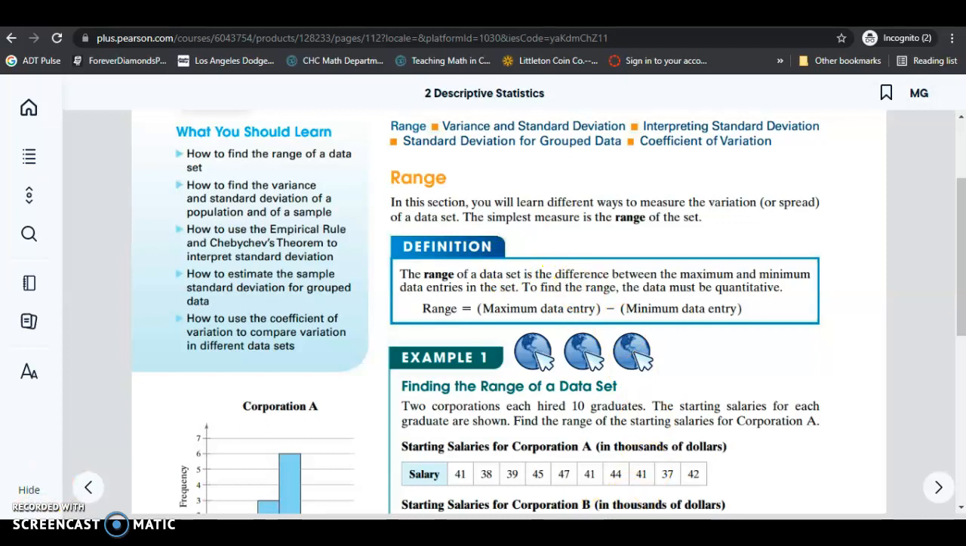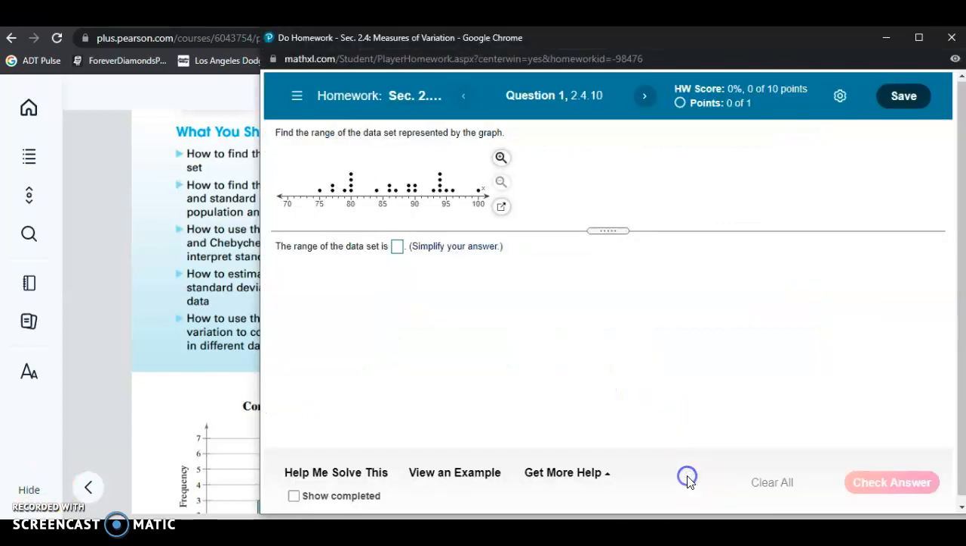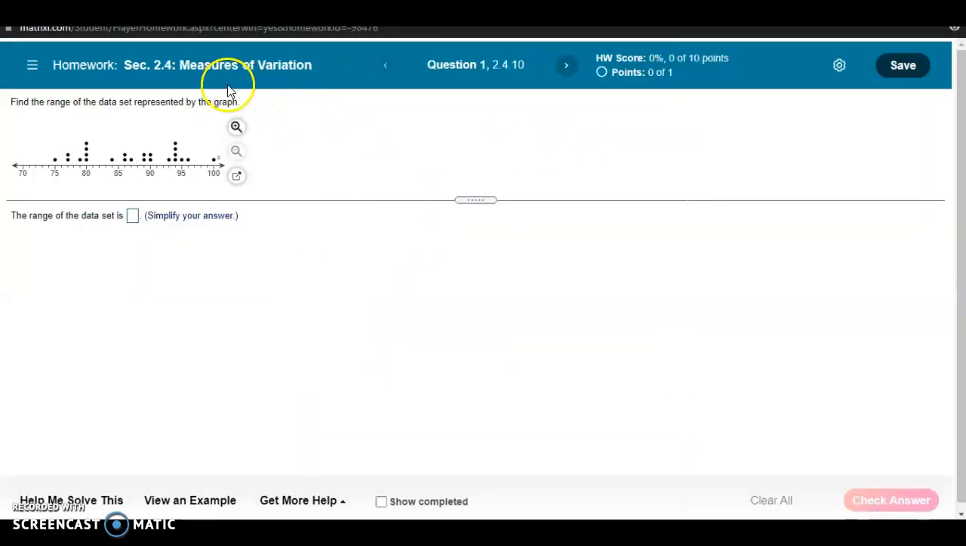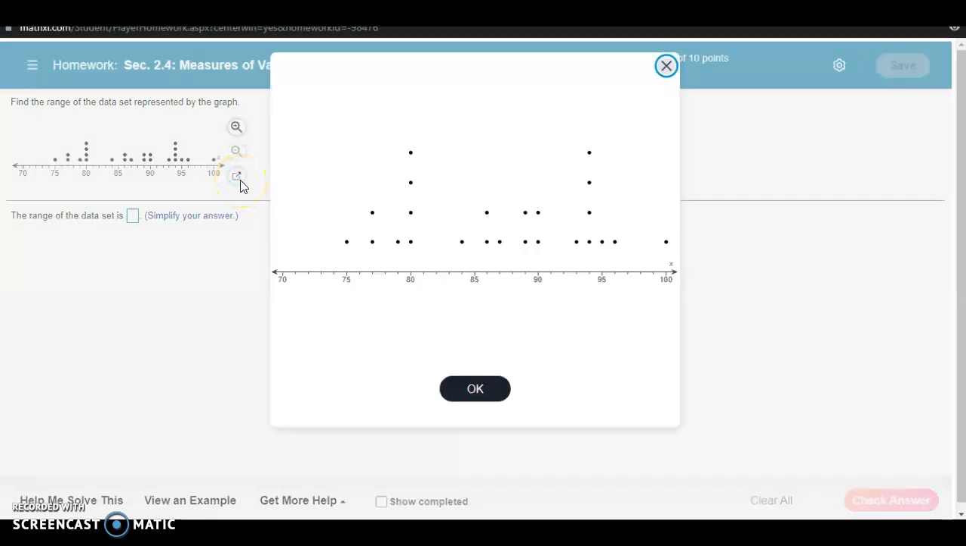So let's take a look at an example from your homework. This is question 1 in the homework for section 2.4. Here you see what's called a dot plot of a data set, and the question asks you to find the range of the data set represented by the graph. Let's enlarge the graph so we can see it better. This is our dot plot, and the nice thing about a dot plot is that you can actually see what the individual data values are.